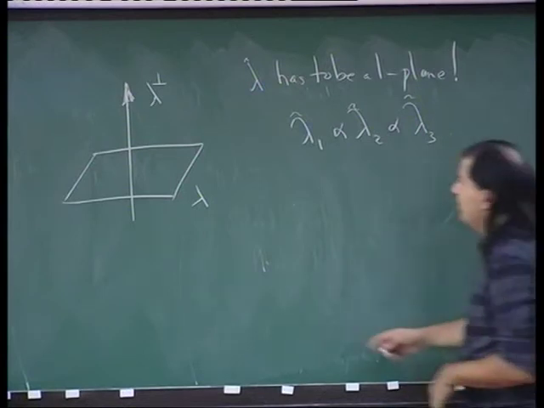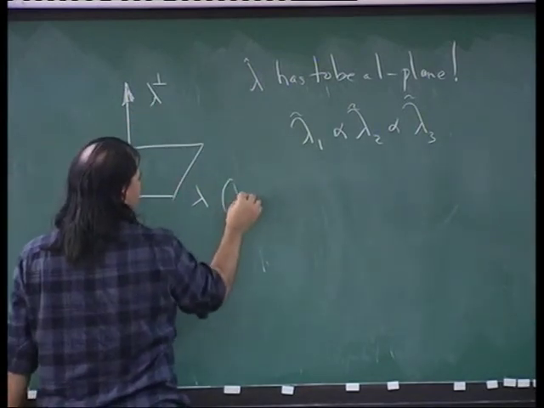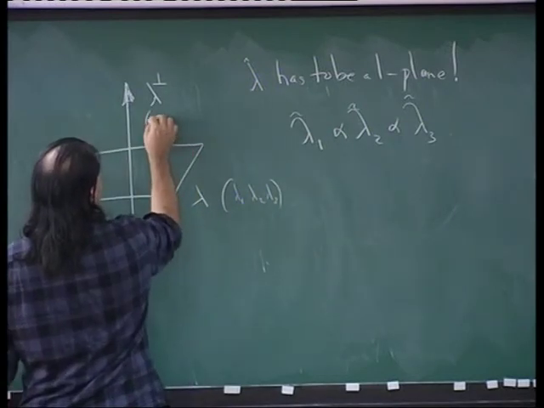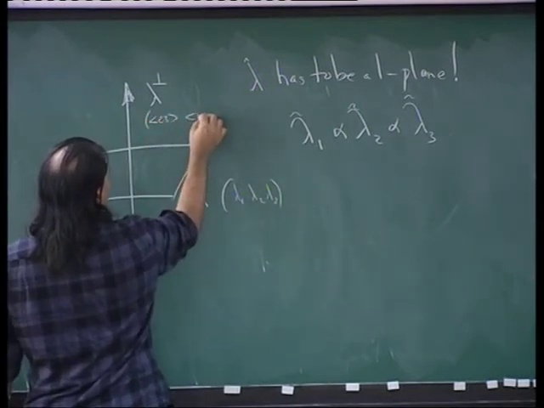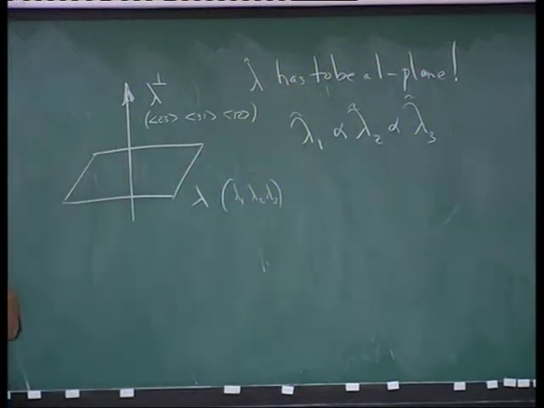Okay. In fact, it's very easy to work out a representative for what lambda perp is. If the lambdas are like lambda 1, lambda 2, lambda 3, a representative for lambda perp could be angle bracket 2 3, angle bracket 3 1, angle bracket 1 2. This thing is orthogonal to that by the Cramer's rule that we just wrote down a moment ago.